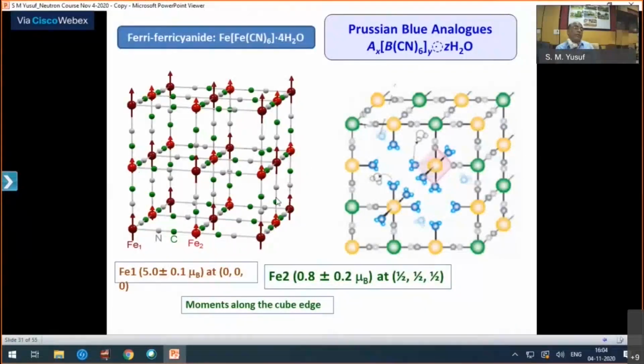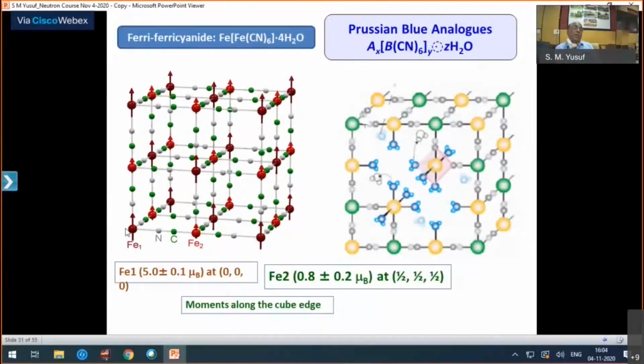Okay. So when you deal with neutron scattering, neutron diffraction, and magnetic structure, we need to define the magnetic unit cell. For example, if you do X-ray diffraction, what do you bother about? The chemical unit cell: a, b, c, alpha, beta, gamma.